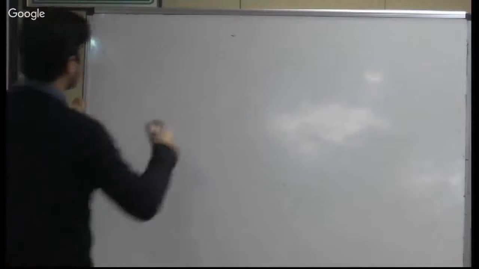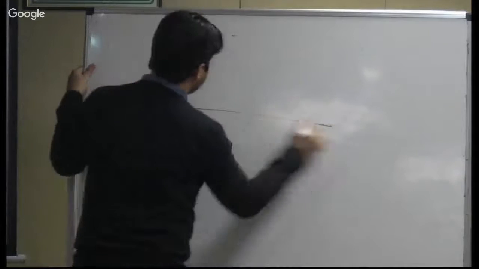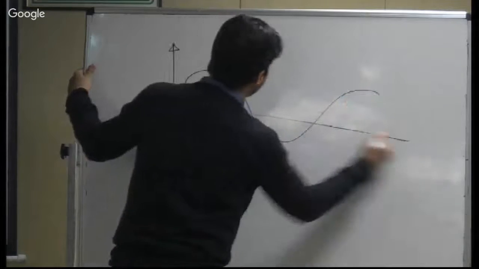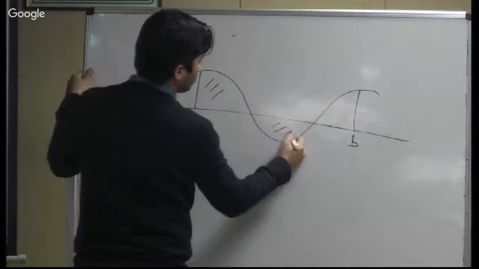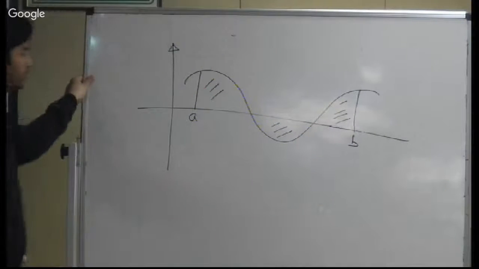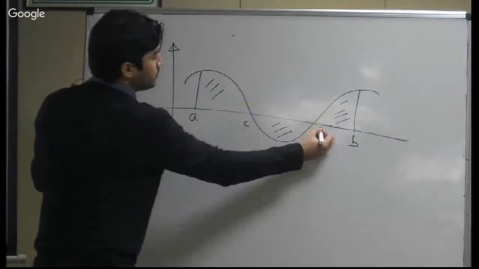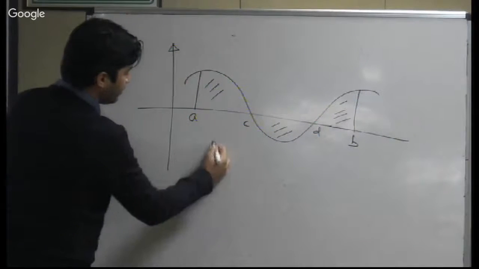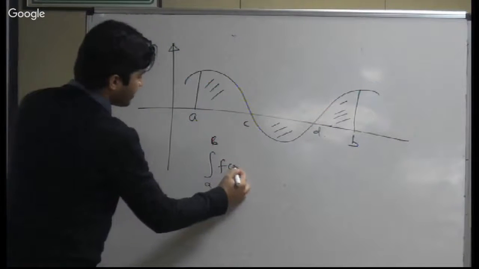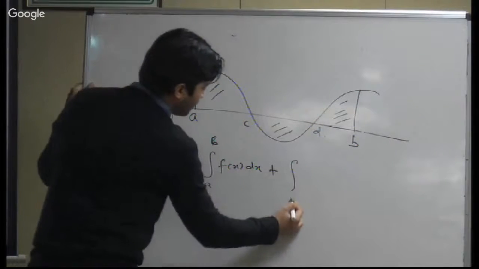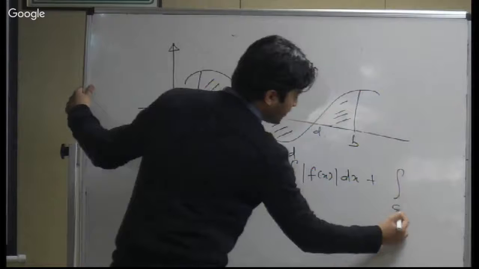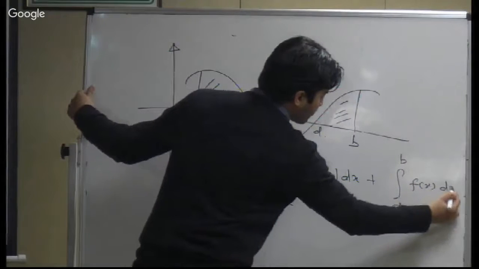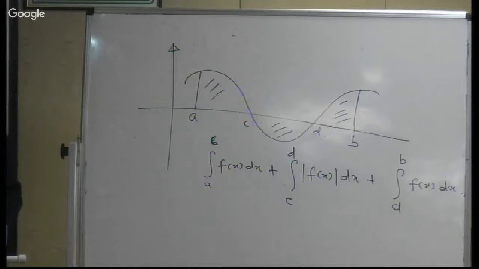Now let's say you get something like this. How do we find this area? I'm going to break it into the integral from a to c of f(x) dx, plus the integral from c to d of mod f(x), plus the integral from d to b. This is fine. No issue with this.